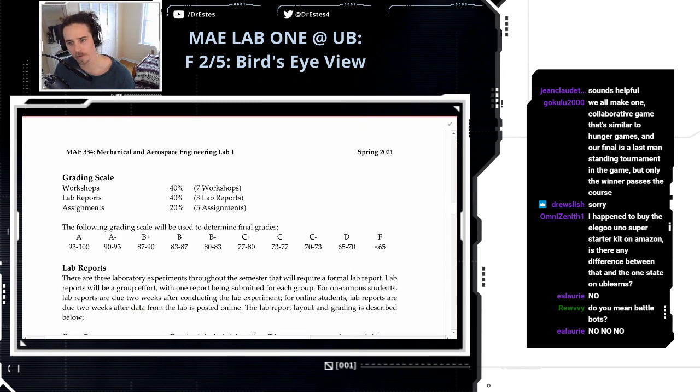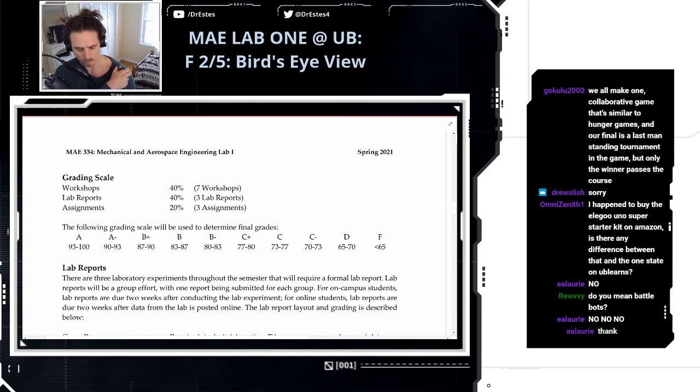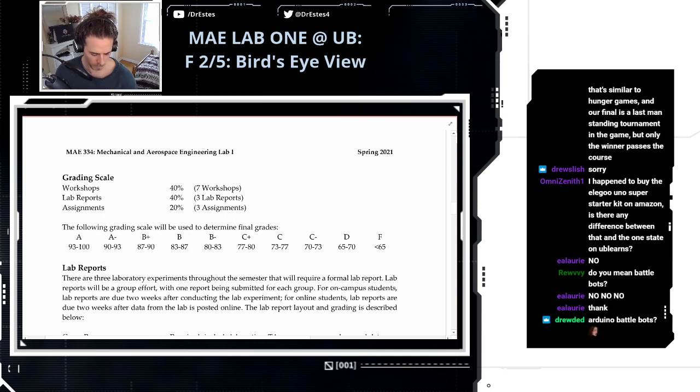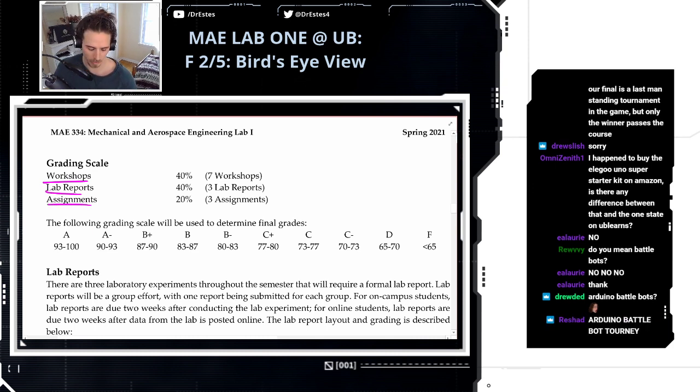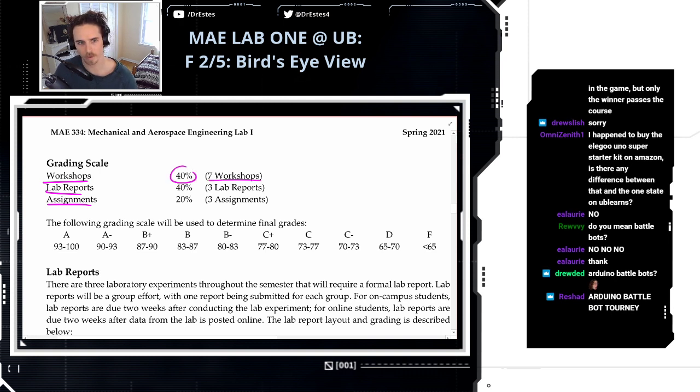Okay, let's talk about grading. We haven't talked about that yet. So we have our 3 categories of assessments. We have workshops, 7 of them, worth like 40% of your grade. The lab reports, 3 of those, are going to be worth the next 40%.